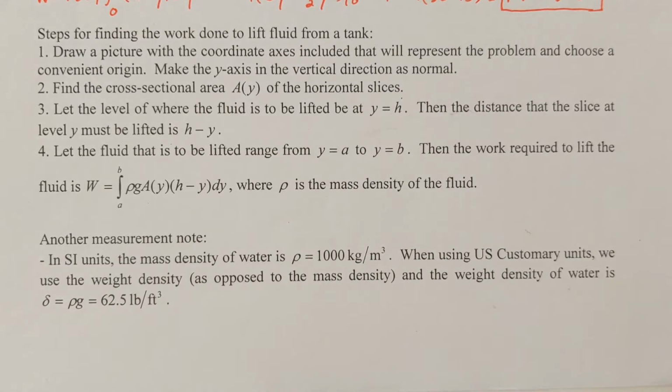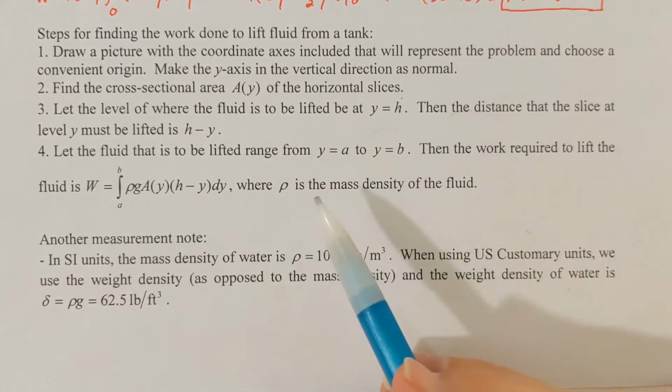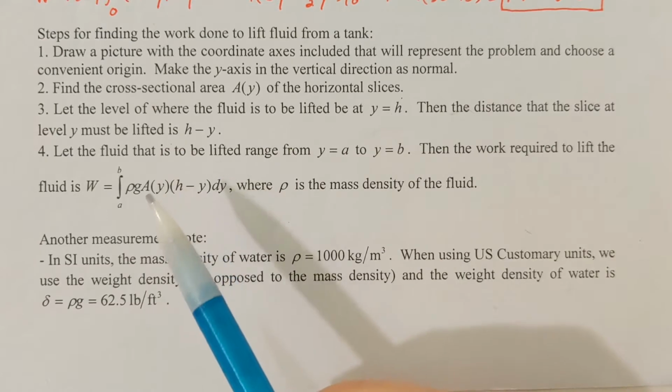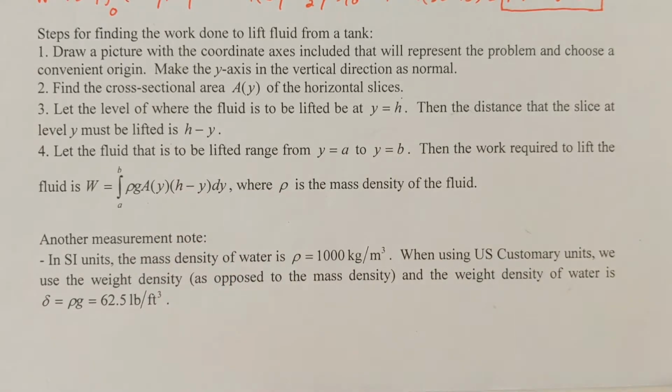Step 1, draw a picture with the coordinate axes included that will represent the problem and choose a convenient origin. Make the y-axis in the vertical direction as you normally would. Step 2, find the cross-sectional area, which we'll call A of y, and that'll be for the horizontal slices. Step 3, let the level of where the fluid is to be lifted be at y equal h. Then the distance that each slice at level y must be lifted is h minus y.